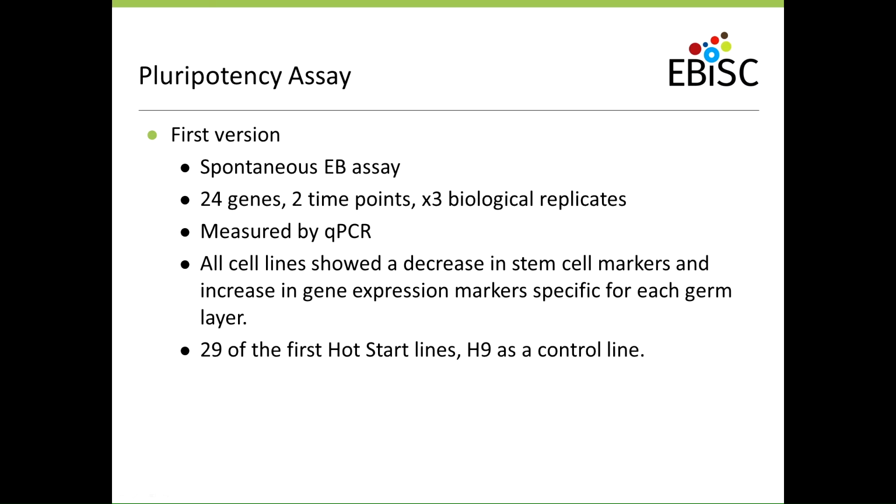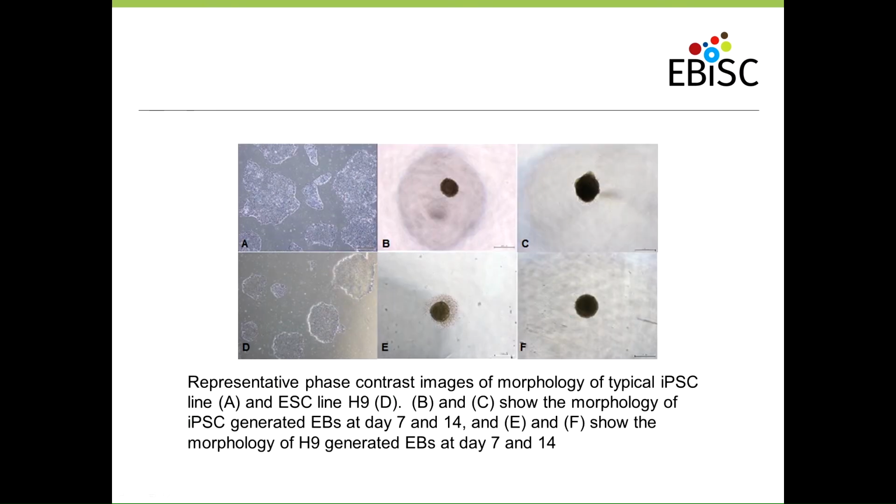So for this experiment, we looked at 29 of the first hot start lines, and these are the lines that had come in from different universities across Europe. At the UK Stem Cell Bank, we use H9 as an internal QC for assays and things, so we already had the data available on that, so that was a good control also for this assay. So just to show you, on the top here is a typical iPSC line, and there's an EB at day 7 and day 14, and on the bottom is the same for the H9.